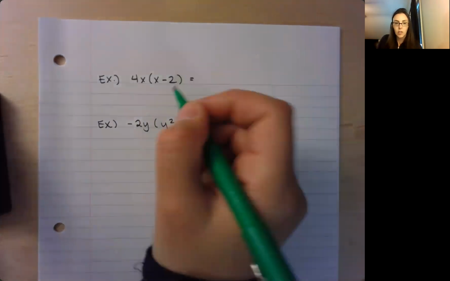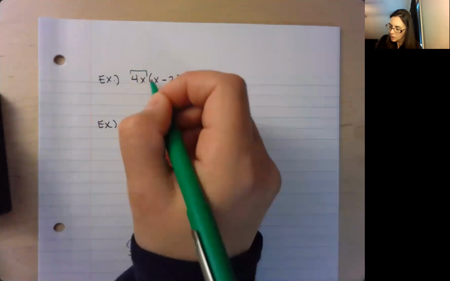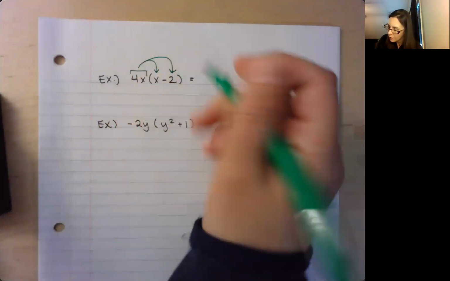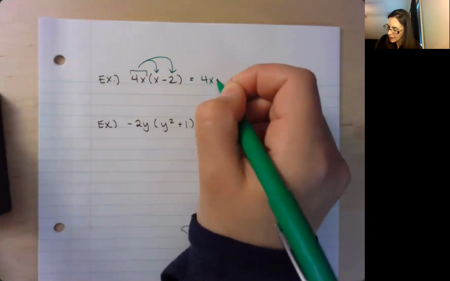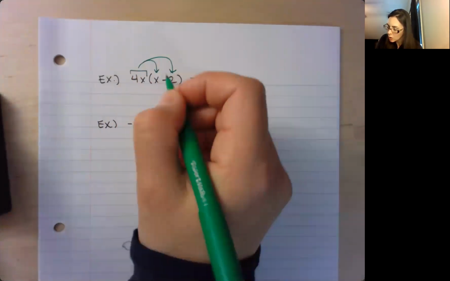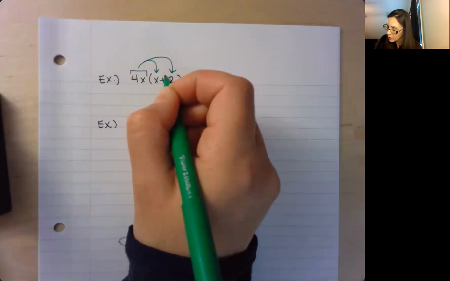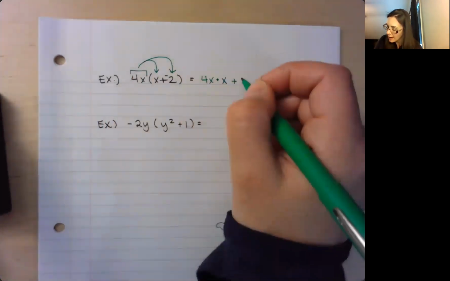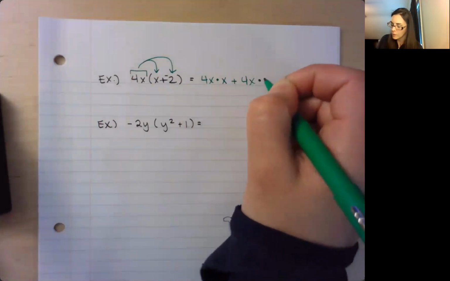Here, again, I'm going to use the distributive property. Now, notice I have 4 times x, and the whole thing is touching the parentheses, so I'm going to multiply through the whole thing there. So I have 4x times x, and again, I can change over my subtraction to plus and negative, whatever you find easier. And then I have 4x times negative 2.